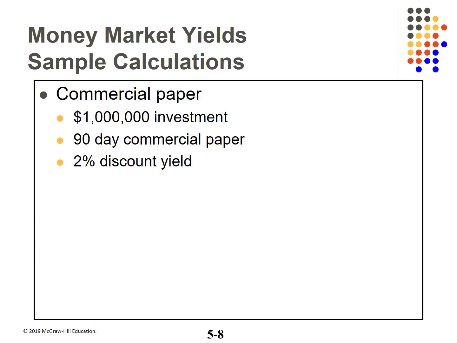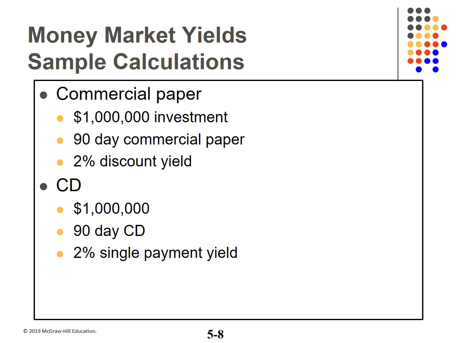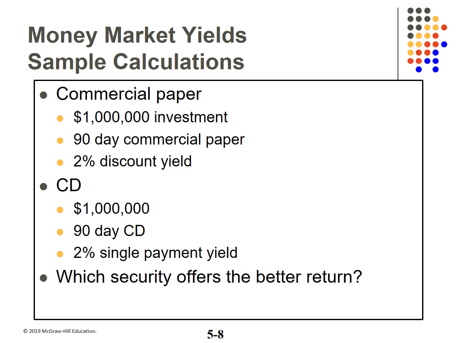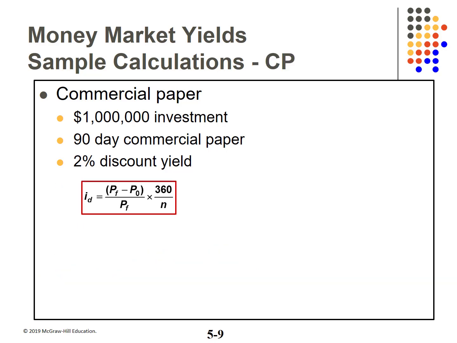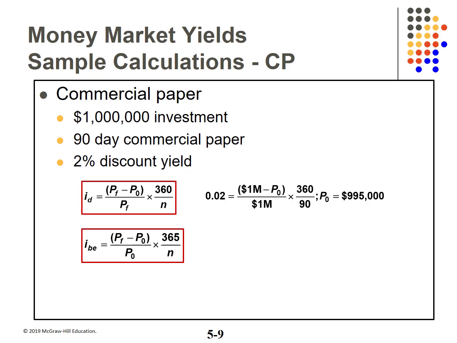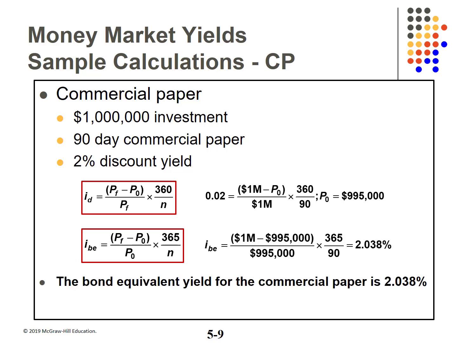Some more sample calculations. Given commercial paper, $1 million investment, 90-day maturity, 2% discount yield. Versus a $1 million CD, also 90 days, 2% single payment yield. They sound sort of the same. Which one's better? Looking at the commercial paper first, we need the purchase price, P sub 0, to find the bond equivalent yield for comparison. So we solve the discount yield equation for the price, $9.95. With the purchase price, we can find the bond equivalent yield, 2.038.